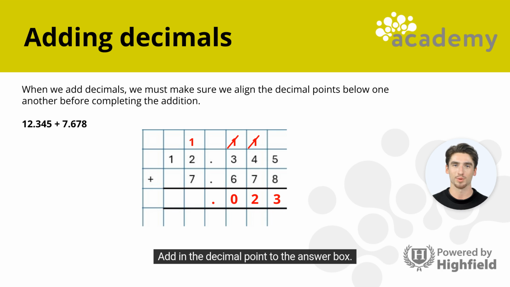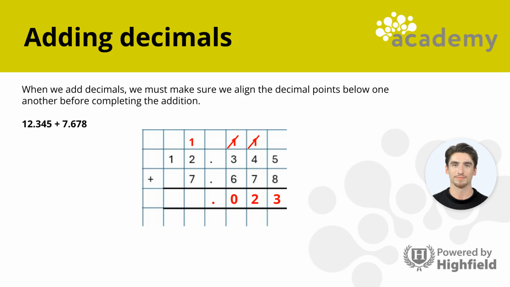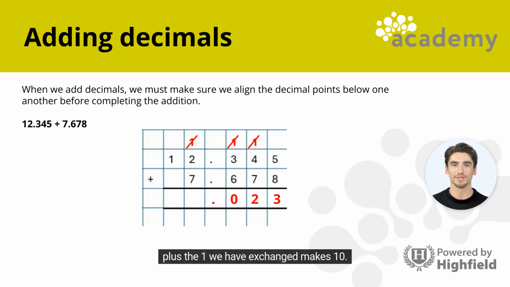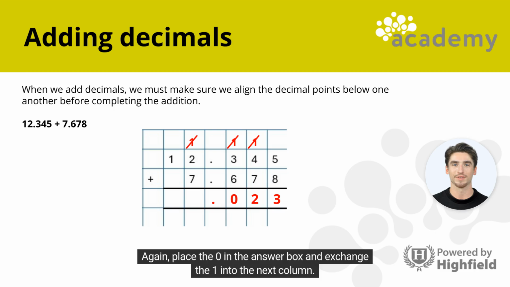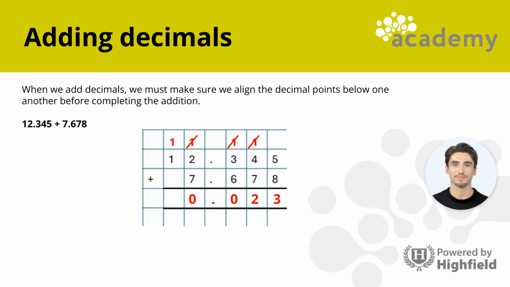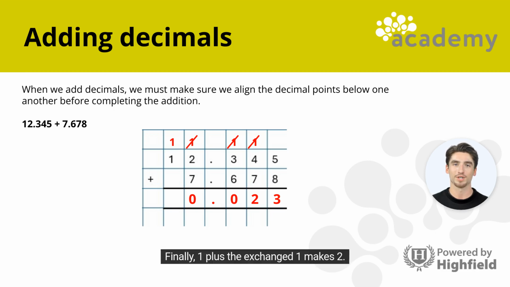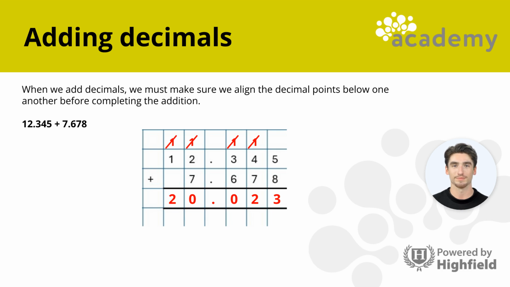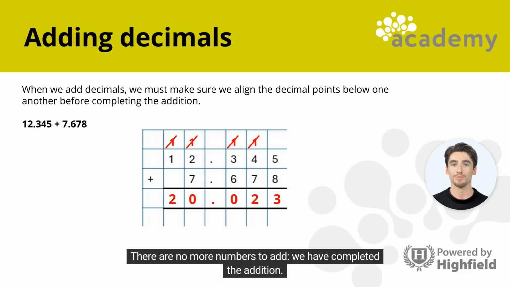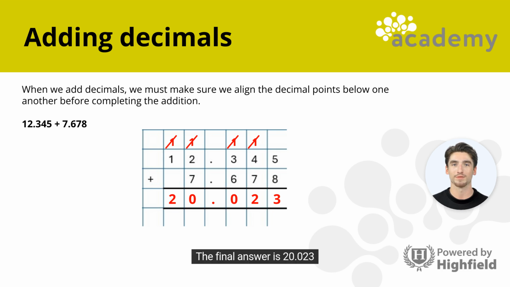Add in the decimal point to the answer box. 7 plus 2 is 9. Plus the 1 we have exchanged makes 10. Again, place the 0 in the answer box and exchange the 1 into the next column. Finally, 1 plus the exchanged 1 makes 2. There are no more numbers to add. We have completed the addition. The final answer is 20.023.